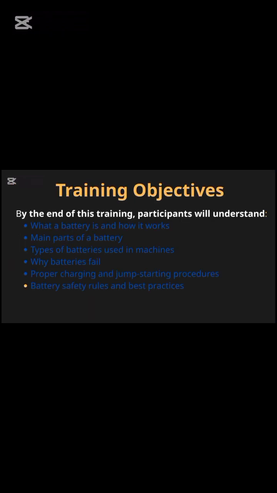Training objectives. By the end of this training, participants will be able to understand: 1. What a battery is and how it works. 2. Main parts of a battery. 3. Types of batteries used in machines. 4. Why batteries fail. 5. Proper charging and jump starting procedures. 6. Safety rules and best practice when it comes to batteries.